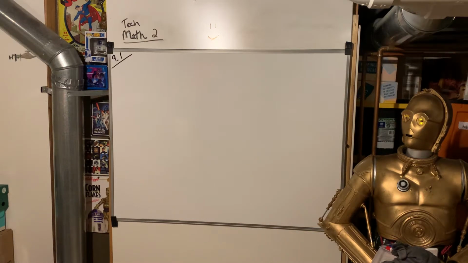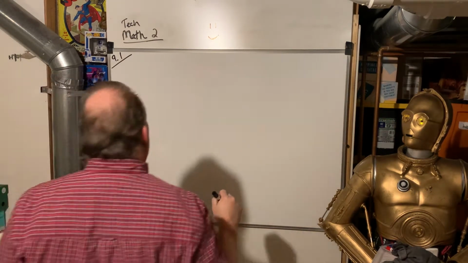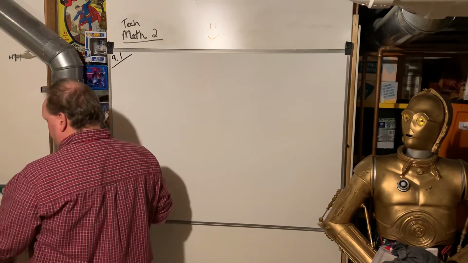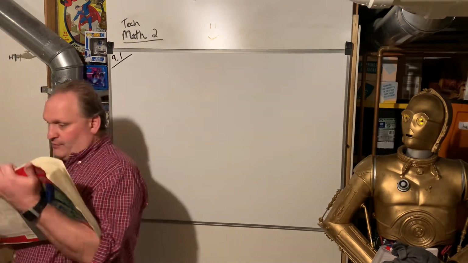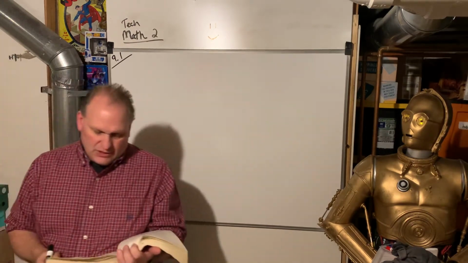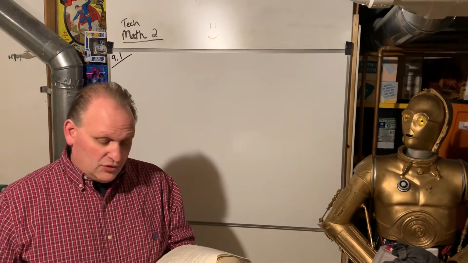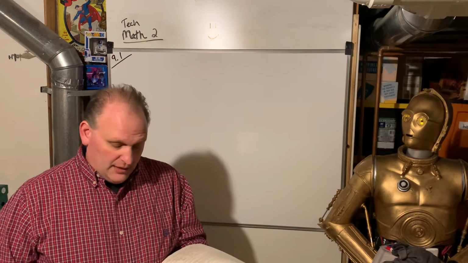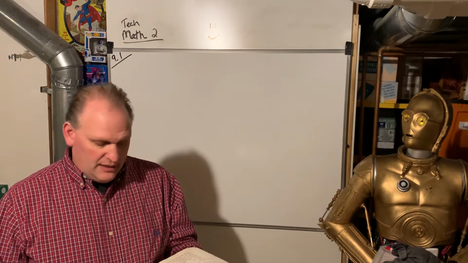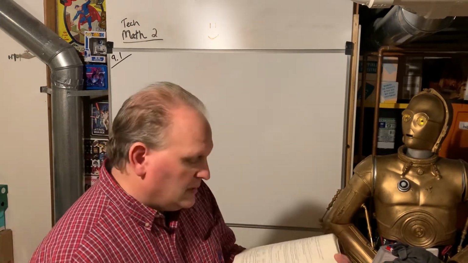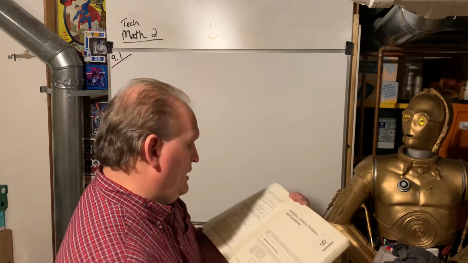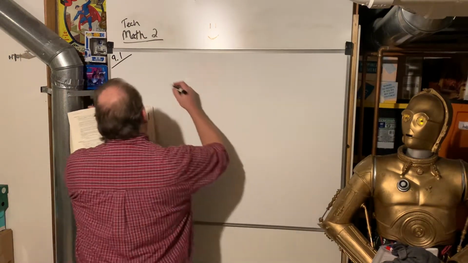Okay, we are back. This is Techmath2, and we're looking at chapter 9 in the red book, Identities, Inverse Notations, and Equations. So we're back to right triangle trigonometry. That is page 393. So 9.1, we're looking at the inverse.